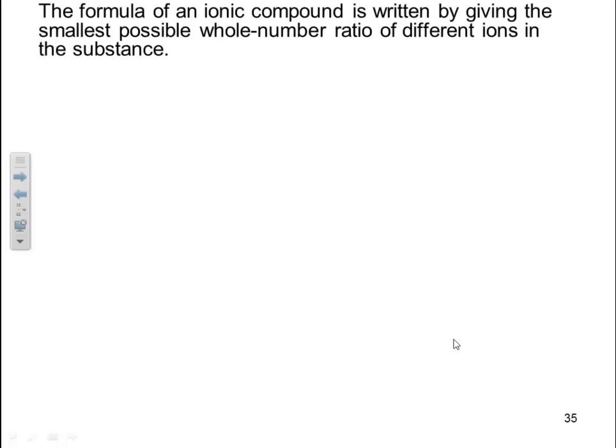A formula of an ionic compound is written by giving the smallest possible whole number ratio of different ions. That's important. It's the smallest whole number ratio. So you've got to make sure that's the case when you're writing the formula.